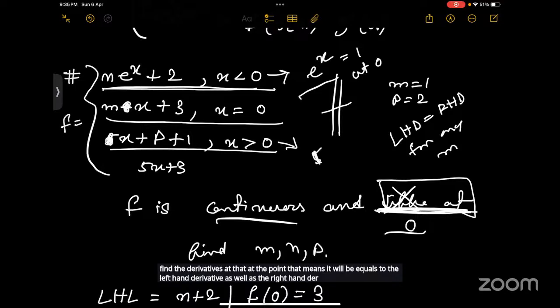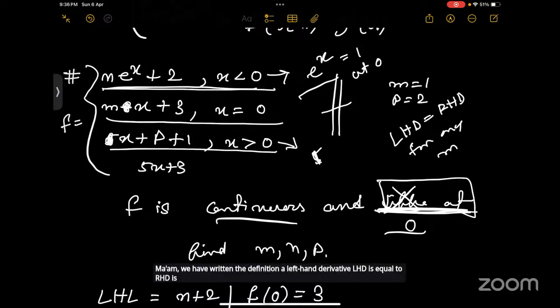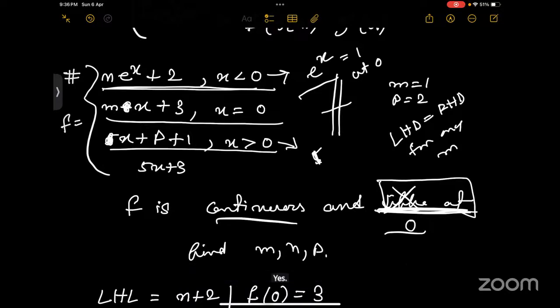So the derivative at the point is basically 1. That is what we have in hand, right? Ma'am, we have written the definition: left hand derivative LHD is equal to RHD is equal to f dash a. Yes. So if I substitute f dash 0, I'm getting a value of m as 1 only, not any value of m.